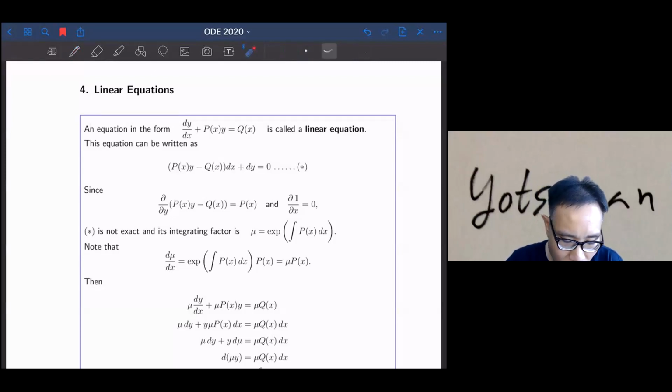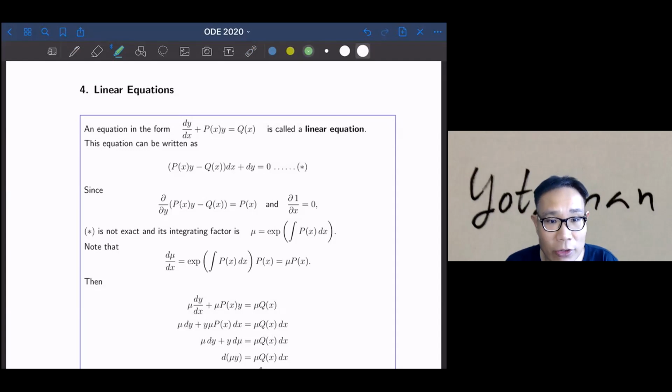The linear equation will be the equation that has the form dy/dx plus p(x)y equal to q(x). So the thing that you're going to identify first is p(x) and q(x). The p(x) will be the term that is the coefficient of y, and q(x) will be the term on the other side, with x alone for q(x).